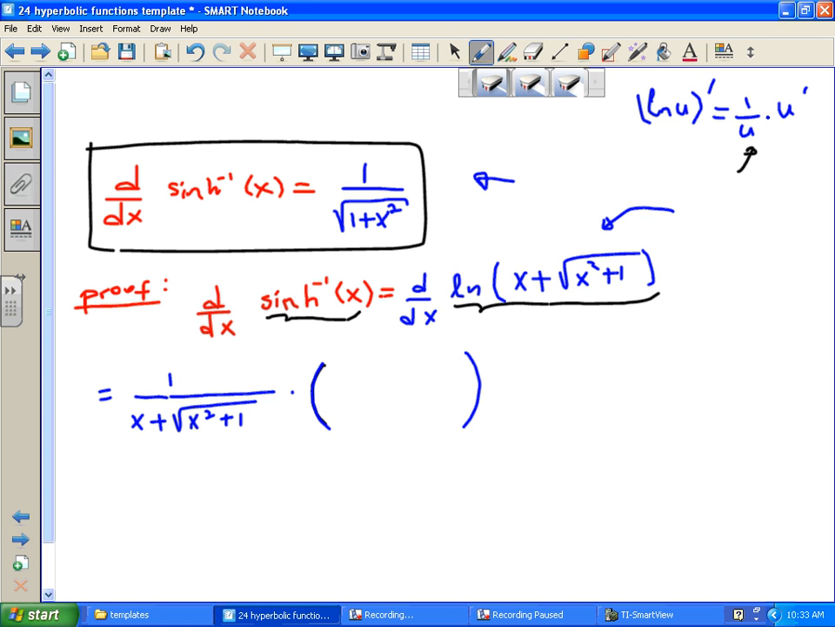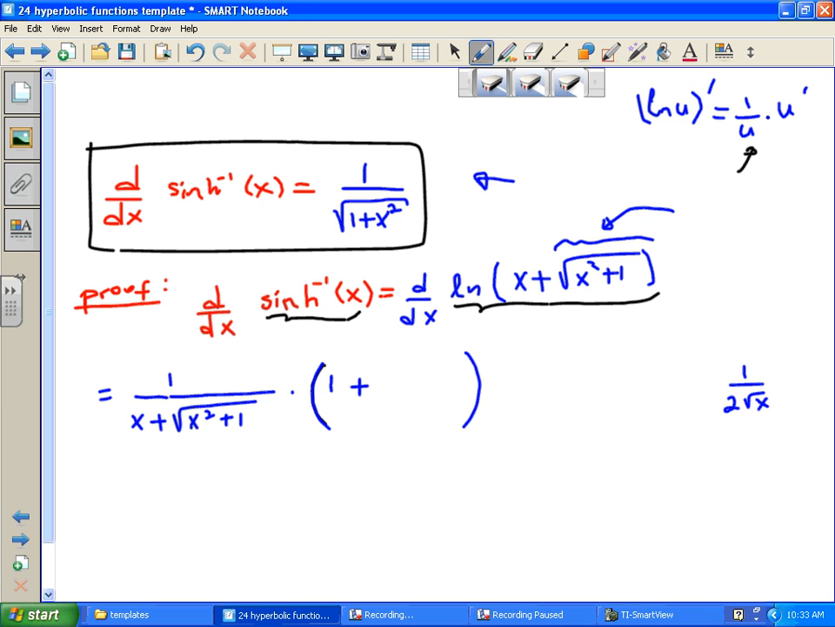Derivative of x is 1. Okay, what about the derivative of this quantity? Who can tell me a quick answer? Let me see how quickly you can do this. It's good to know the derivative of root x. Does anybody know the derivative of just root x? It's 1 over 2 root x.